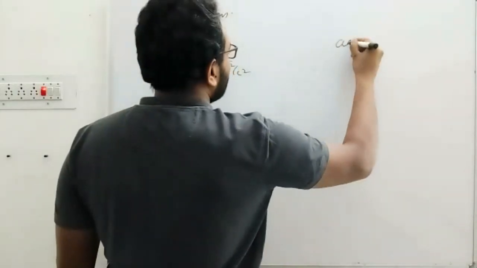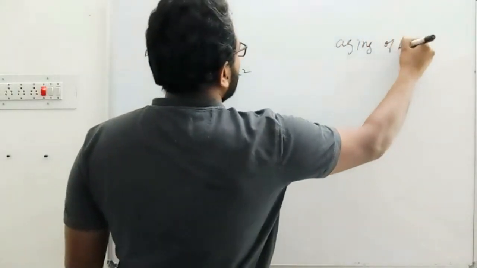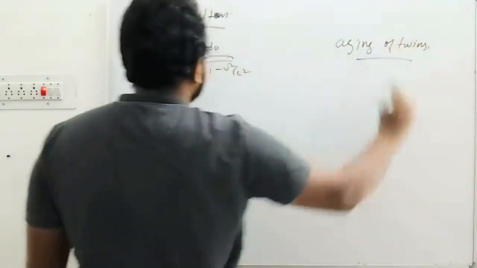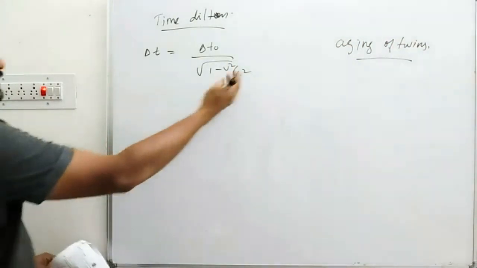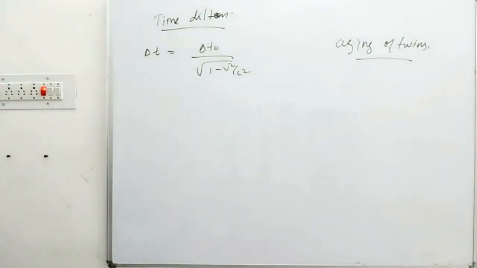Right, there is no paradox; it's just aging of twins. The twins who are moving relative to each other age at different rates. It's the same thing that's here, but when you talk about twins or human beings, it's a bit more exciting. All right, it's exactly the same thing.